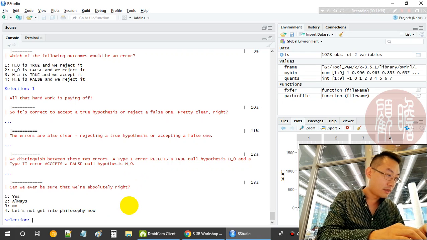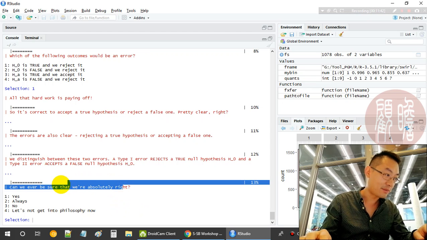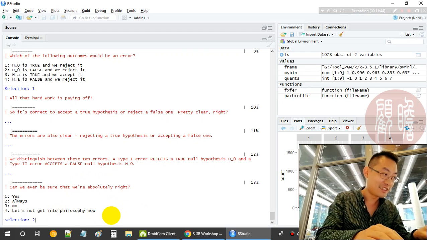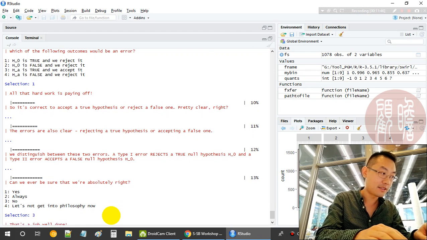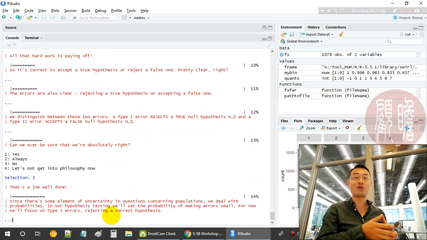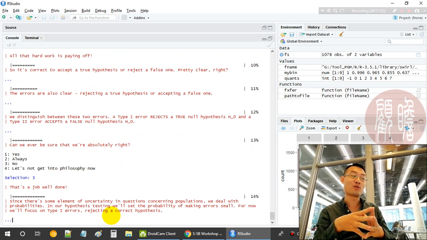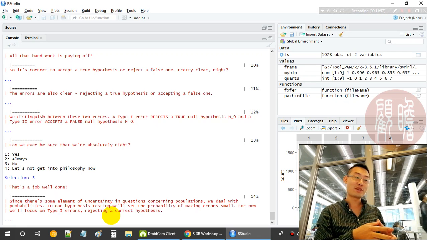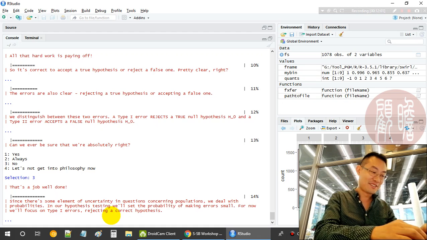Okay, can we be sure we're absolutely right? No, we are not always absolutely sure, because everything is about probability. Although we say something has a low chance, it doesn't mean it has no chance. For example, buying 4D Toto, we have a very low chance to win a big lottery, but there is still a chance someone will actually win.